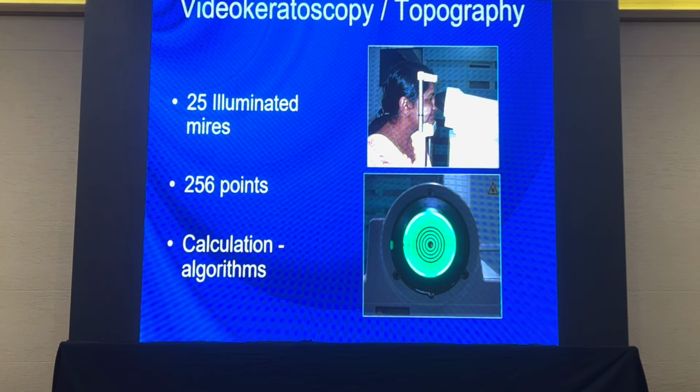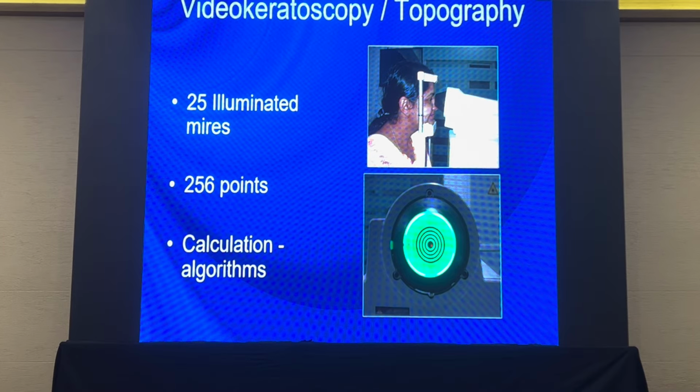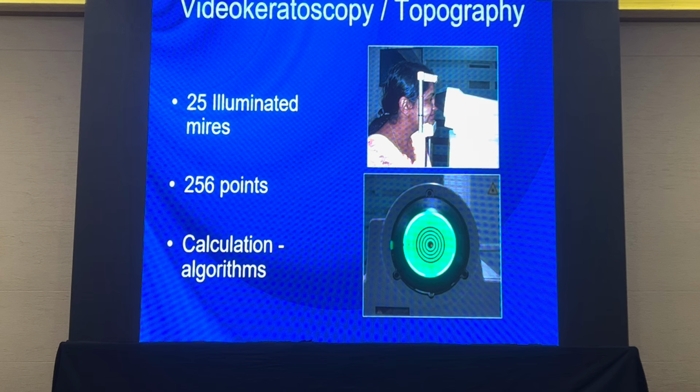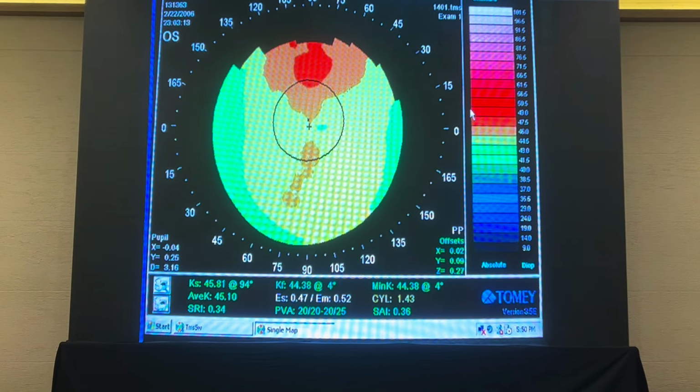So in topography or video keratoscopy, you project these mires onto the cornea and see the location of the central point in relation to the central fixation point. You look at the points all across these different mires which are mirrored on the cornea, and basically you get digitized information, and this curvature data comes as a color printout like this.